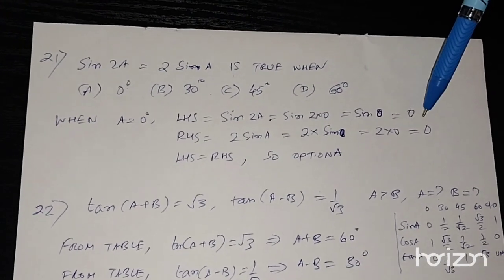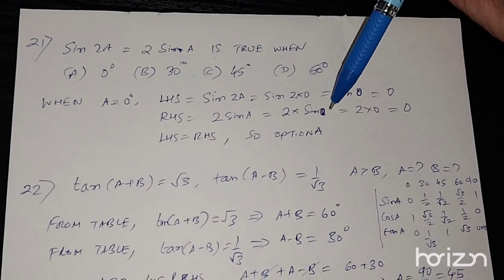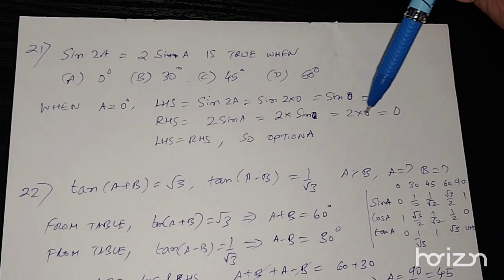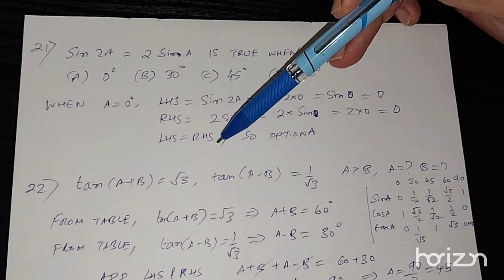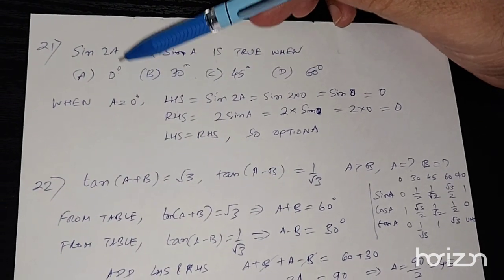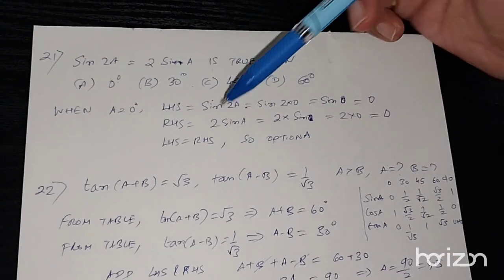Sine 0 is 0. We know that. RHS is 2 times sine a. That is 2 times sine of 0. Sine of 0 is again 0. So 2 times 0 is also 0. Since LHS is equal to RHS, option A is correct. Sine 2a is equal to 2 times sine a when angle A is 0.